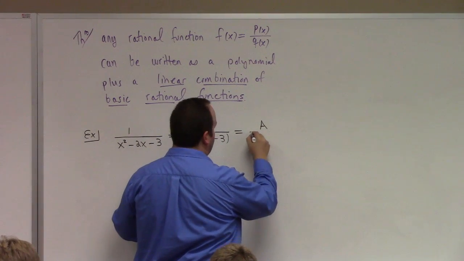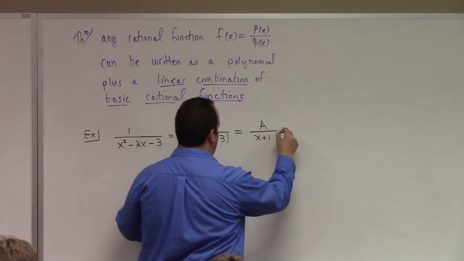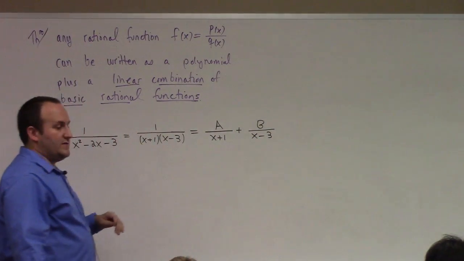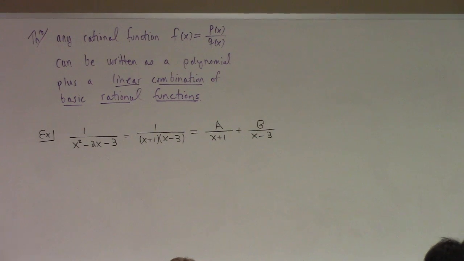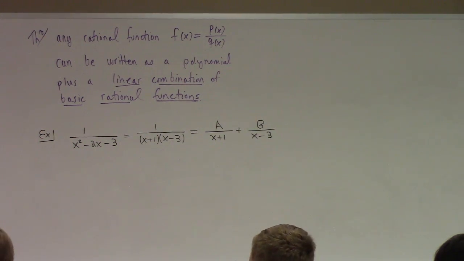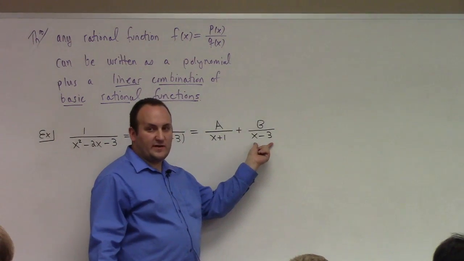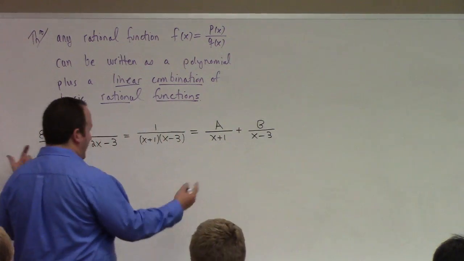We say that that's a over x plus 1 plus b over x minus 3. So basically what we're going to see again and again is however the denominator factors, that will inform you as to the kind of basic rational functions you need to form the fraction. Right? So like here, I got an x plus 1 and x minus 3. That told me I should look for a linear combination of 1 over x plus 1 and 1 over x minus 3. So, okay. And past that, it's just algebra.